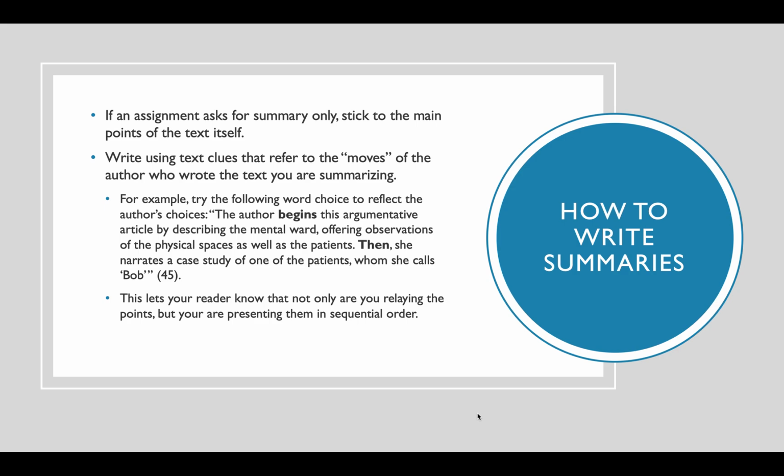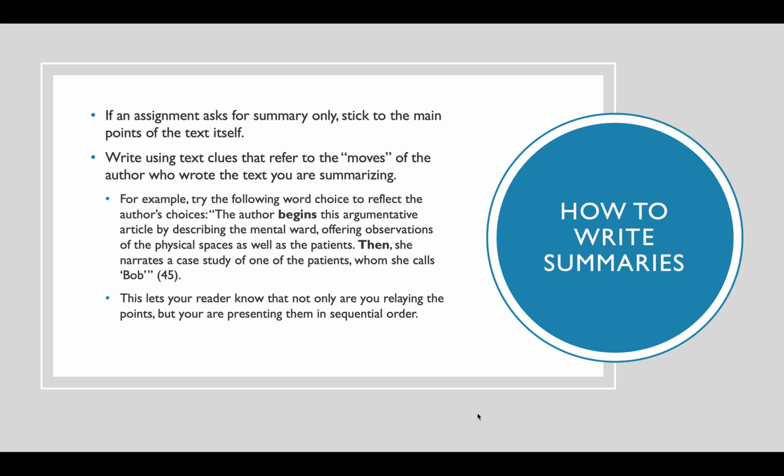So let's talk about how to write summaries for college assignments. First of all, if you are asked to write specifically a summary, then one of the things that you want to make sure that you do is stick to the main points of the text itself. And you can do this by using text clues that refer to the moves of the author.